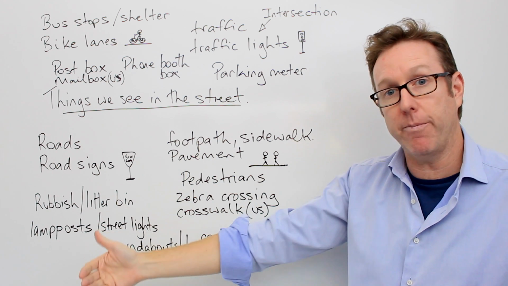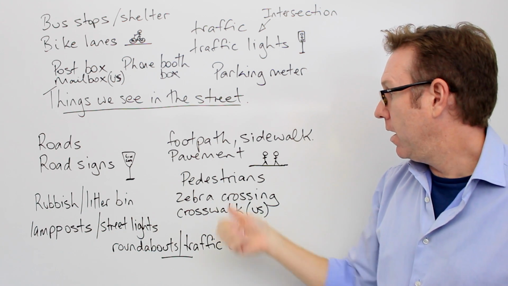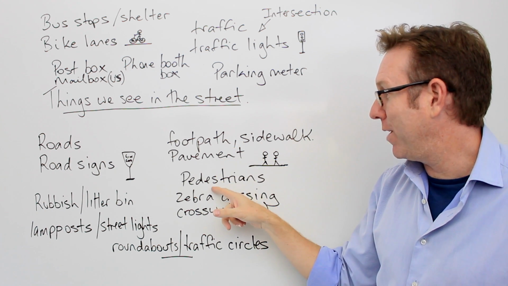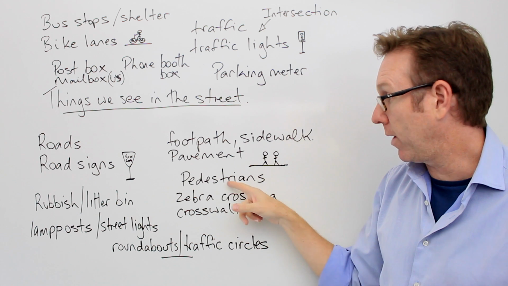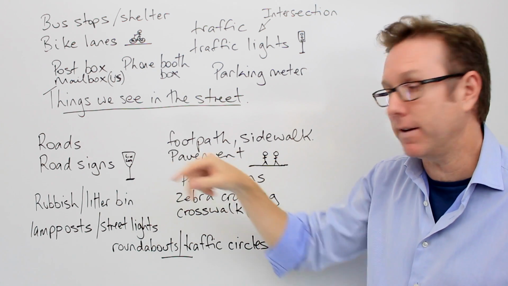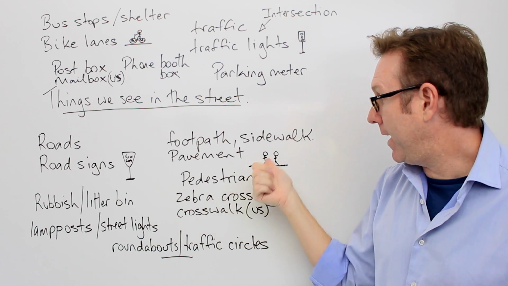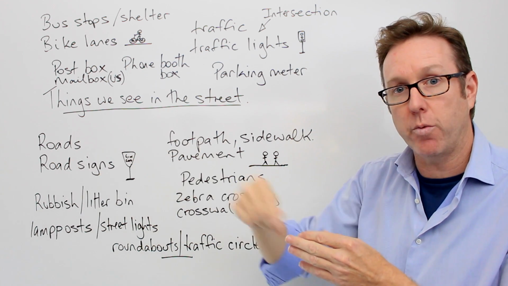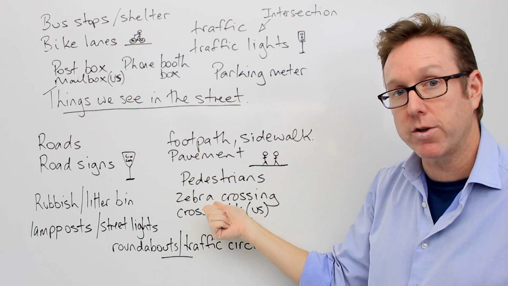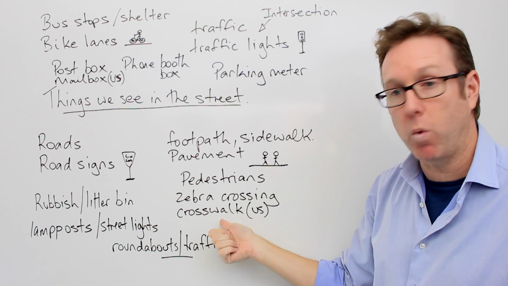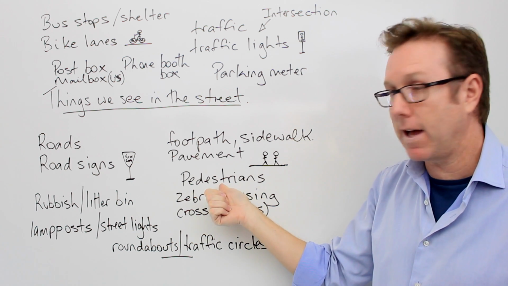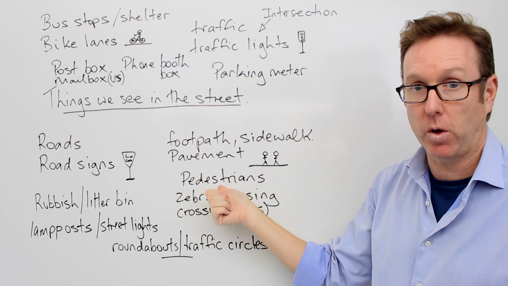So to be walking on the pavement, okay? The people that are walking on the footpath are known as pedestrians, okay? Pedestrians. So here are two pedestrians walking down the street. If the pedestrian wants to cross the road from one side to the other, they have to cross at a zebra crossing or a crosswalk, as it's known in the US. Or you can also say a pedestrian crossing, okay?